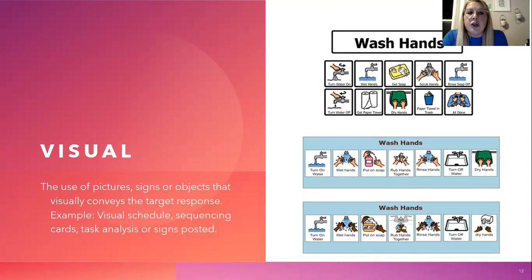Next is visual. The use of pictures, signs, or objects that visually convey the target response. Examples of these would be visual schedules, sequencing cards, task analysis, or signs posted. So the two visuals I provided are sequencing of hand washing. These could be posted in the bathroom to remind the child the steps it takes to wash their hands. Also, if you're out in the community, any sign that says, you know, wash your hands in the bathroom would also be a visual prompt for a child to wash their hands after using the restroom as well.